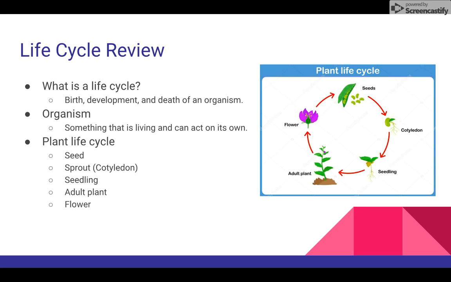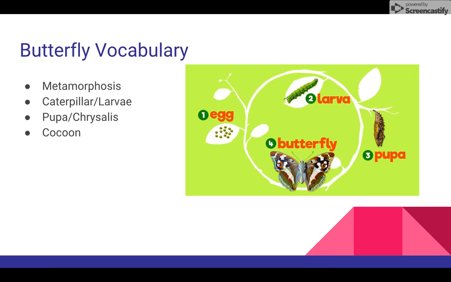We have already looked at the life cycle of a plant, which goes from a seed to a sprout to a seedling to an adult plant, and finally to a flower, where it produces more seeds to restart the cycle. So now we'll go into some of the vocabulary we should know about butterflies. So first word is metamorphosis, which is a transformation from one stage to the next.